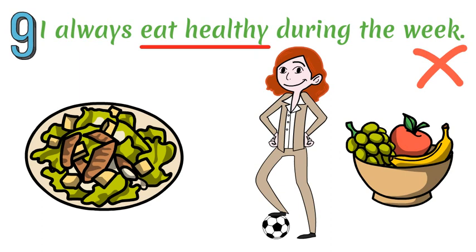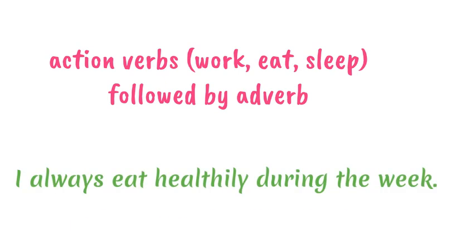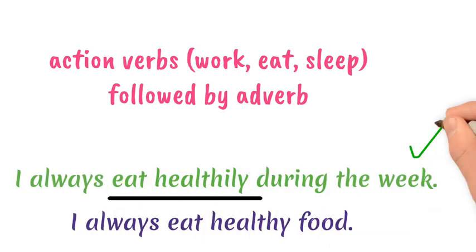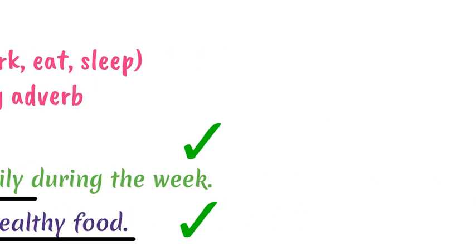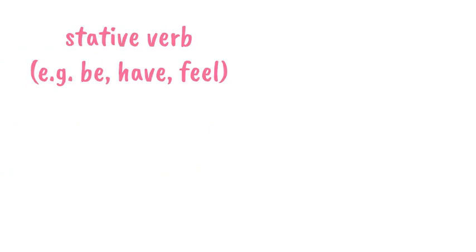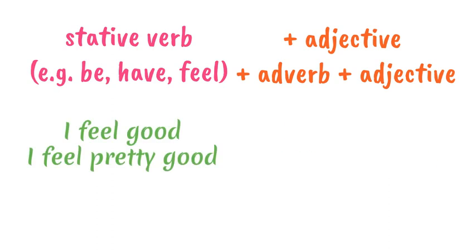Mistake number 9. An action verb must be followed by an adverb when describing how the action is done. I always eat healthily during the week. Alternatively, you can say, I always eat healthy food. Nevertheless, when you use a stative verb, you have to use an adjective after it, or an adverb plus adjective. Have a look at these examples.